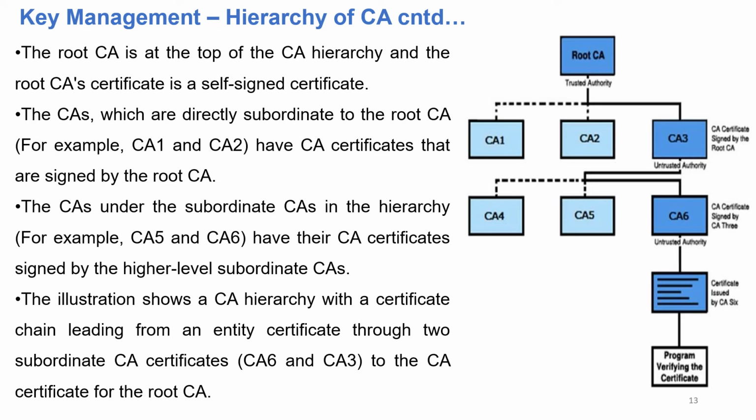Next you have the sub-subordinates of CA1, CA2 and CA3. For example, you have your CA4, CA5 and CA6, and these have their certificates signed by the parent. You wouldn't call them the root, but the parent certifying authorities, which are CA1, CA2 and CA3. Okay, so similarly you have the hierarchy of the certifying authorities.